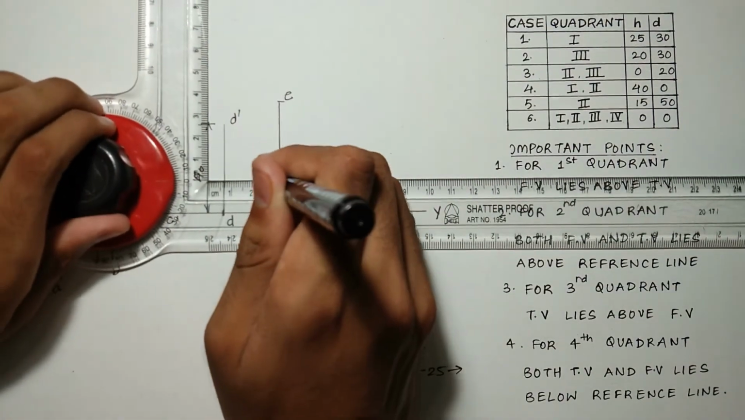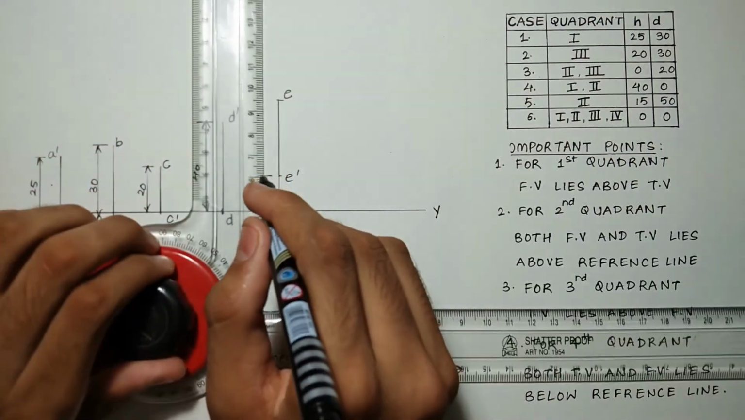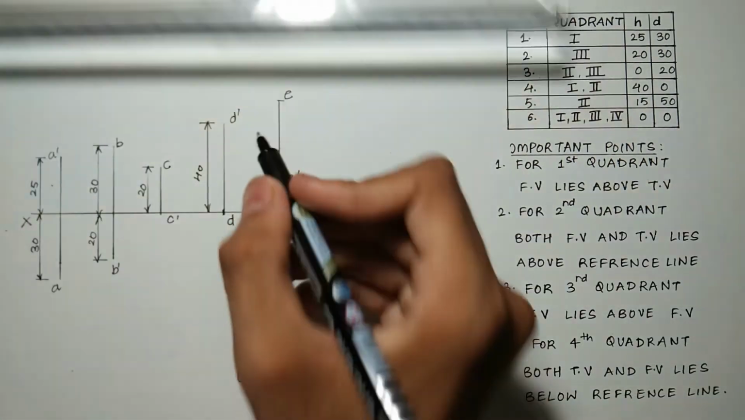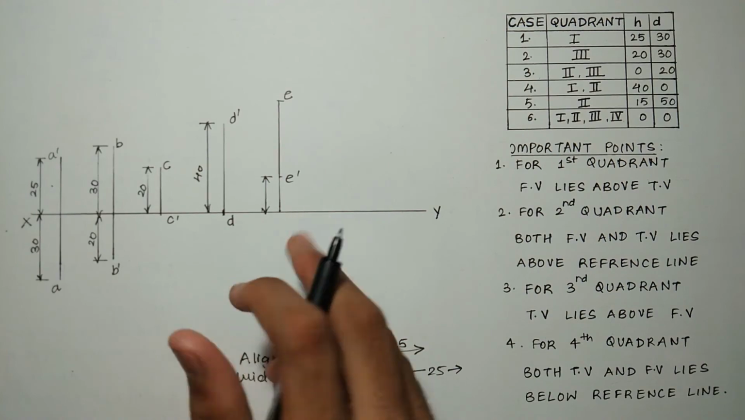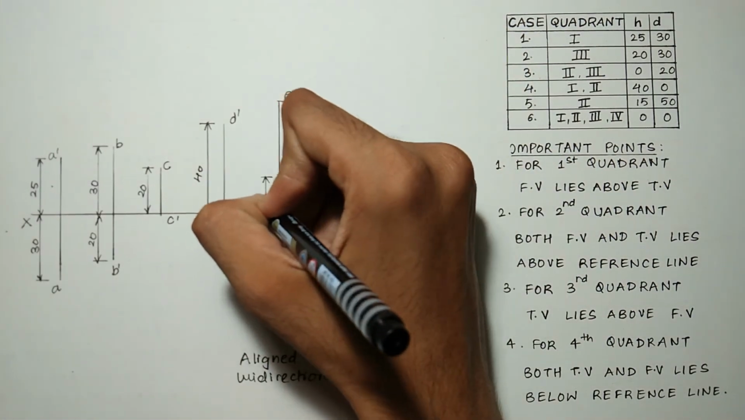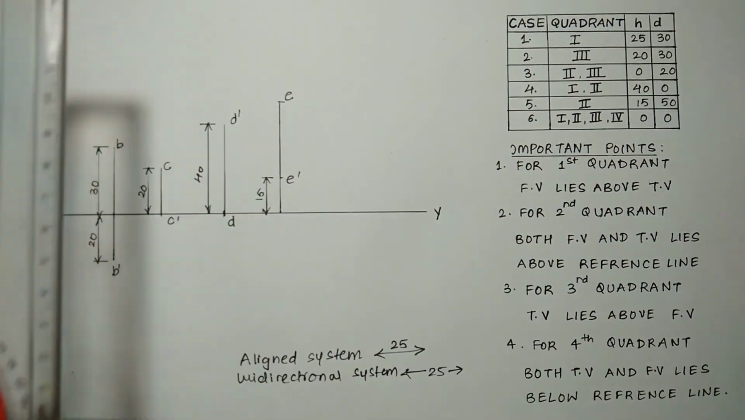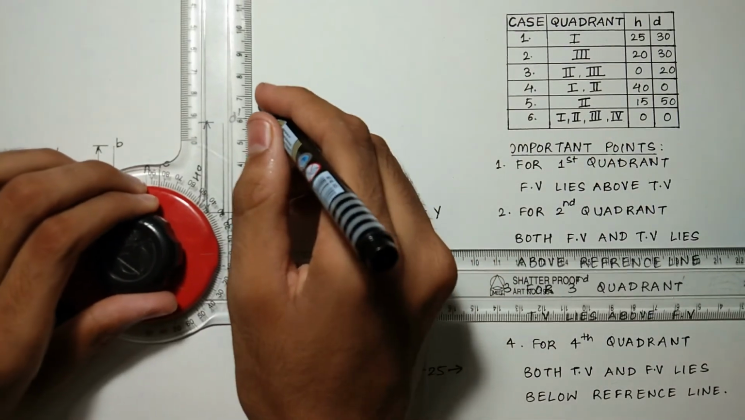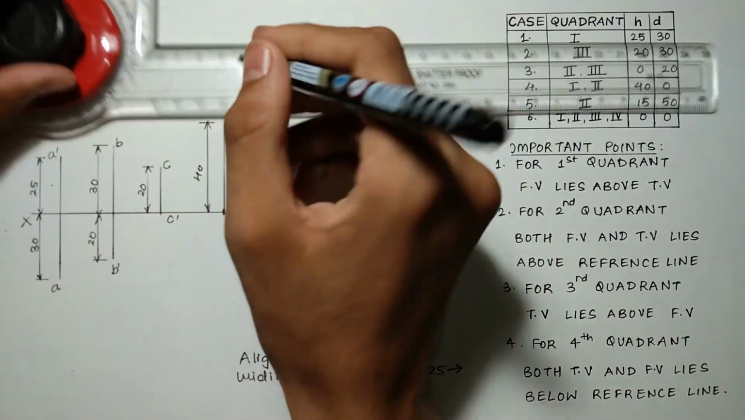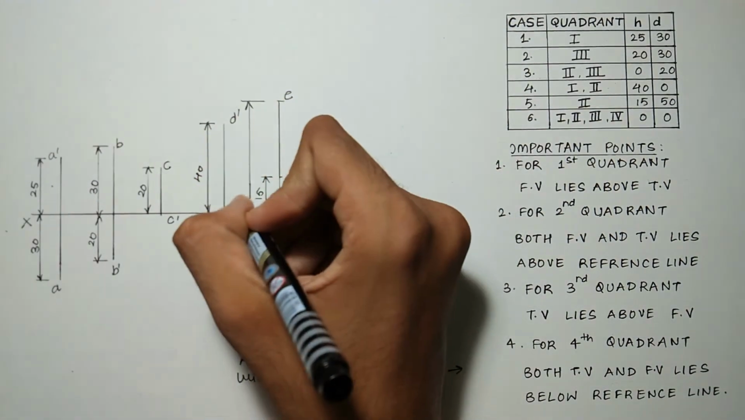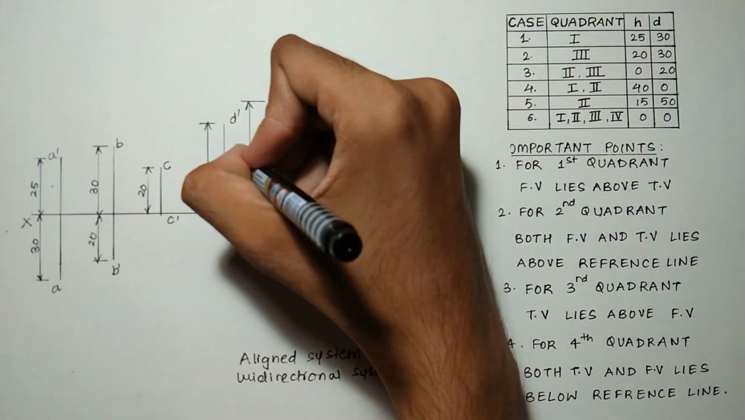Let us dimension it also. This distance is given as 15 mm, and this distance should be given as 50 mm.